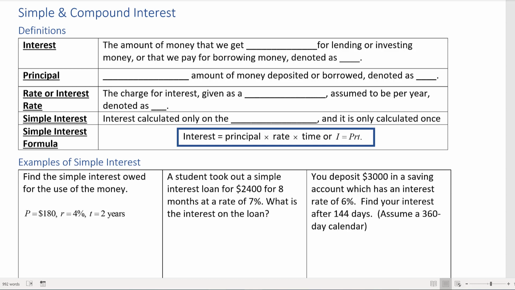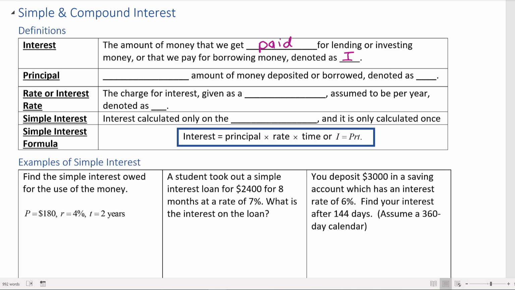Today's lesson is on simple and compound interest. So first let's talk about what interest is. Interest is the amount of money that we get paid for lending or investing money, or it could be the money that we pay for borrowing money, and we're going to denote this as I, capital letter I.